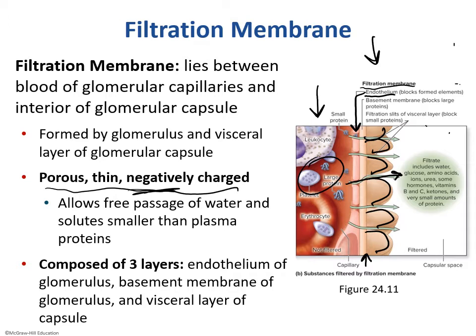So this is going to allow us to actually filter water through this space and anything that is not a very large plasma protein or a blood-formed element. So no white blood cells, red blood cells, platelets, or large proteins are going to get filtered through this membrane into the capsular space. There's going to be 3 different layers that help compose this filtration membrane. We're going to have the endothelium of the glomerulus or glomerular capillaries, the basement membrane of the glomerulus or glomerular capillaries, and that visceral layer of our glomerular capsule, those podocytes.